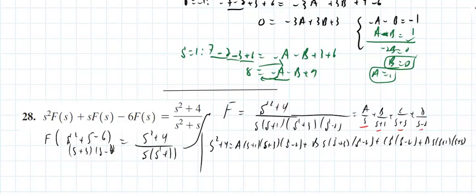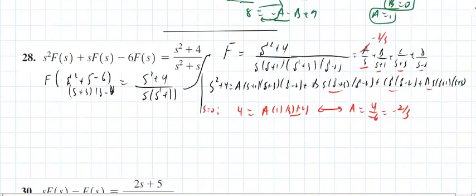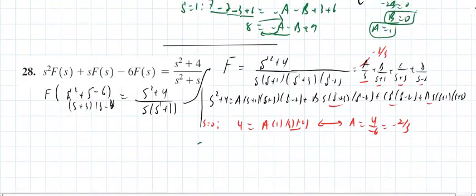If I choose s equals 0, I'm looking at 4 equals a times 1 times 3 times negative 2. That's a 0, that's a 0, that's a 0. I'll figure out what a is. That is 3 times 2. So a equals 4 over negative 6, which is negative 2/3.